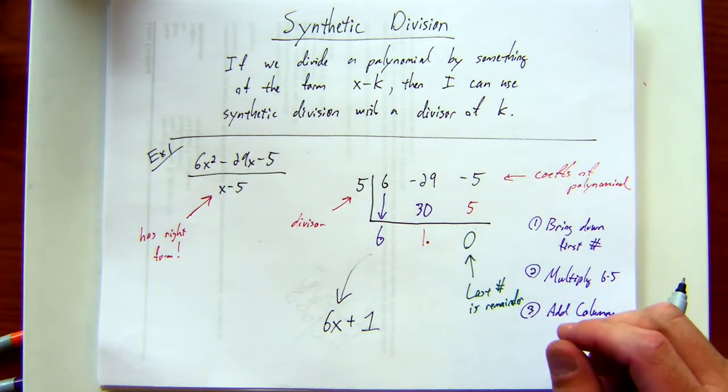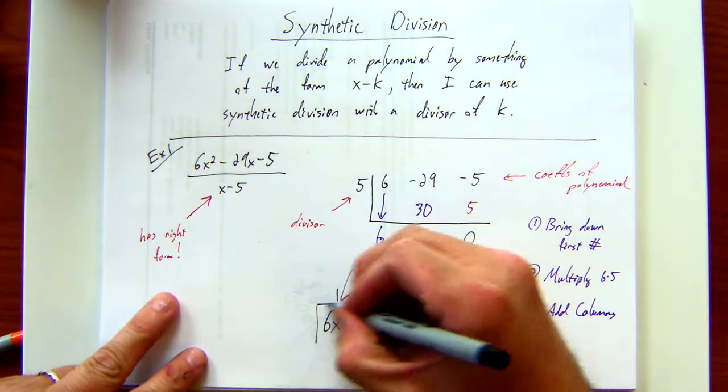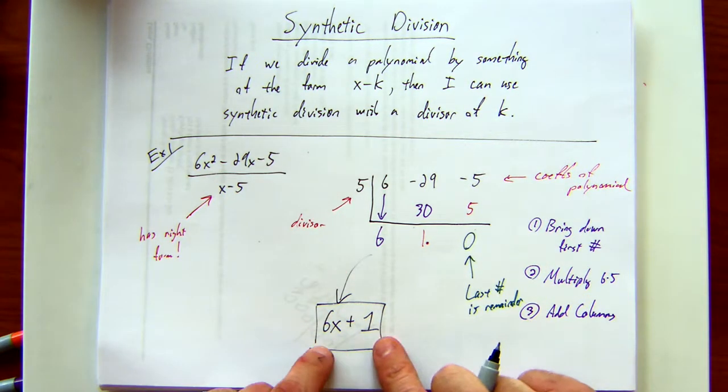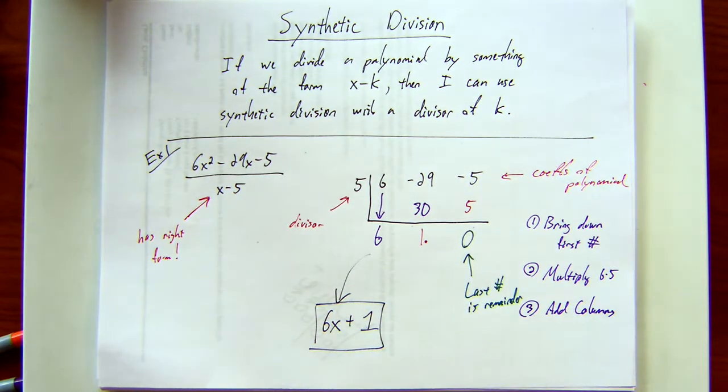This is the answer. That's what this 6 and 1 means. 6x plus 1 with a remainder of 0.